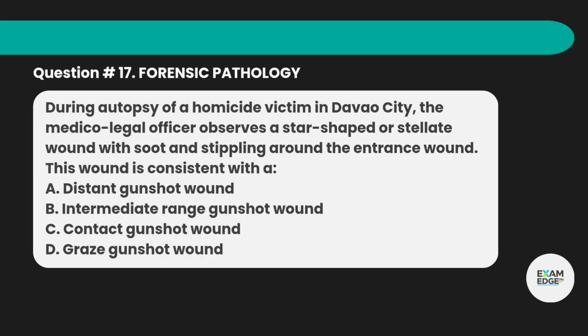Question number 17. Forensic pathology. During autopsy of a homicide victim in Davao City, the medico-legal officer observes a star-shaped or stellate wound with soot and stippling around the entrance wound. This wound is consistent with: A. a distant gunshot wound, B. intermediate range gunshot wound, C. contact gunshot wound, D. graze gunshot wound.